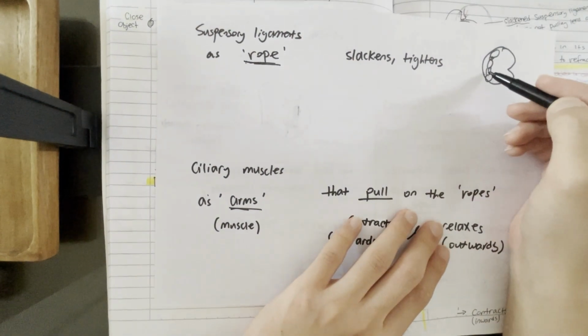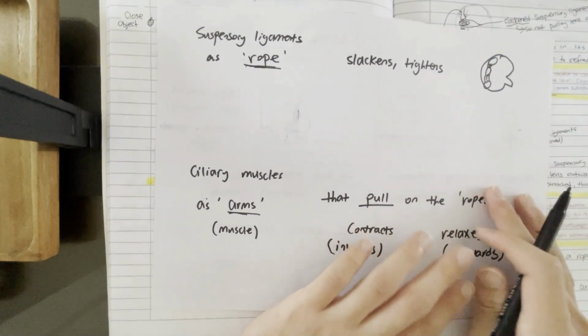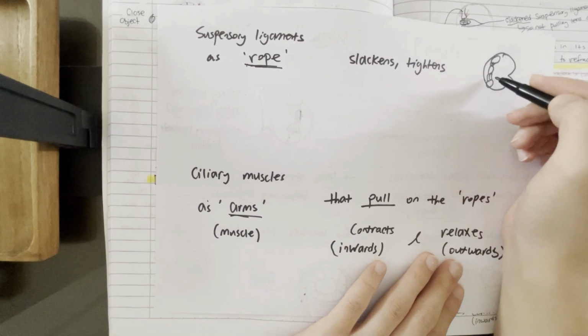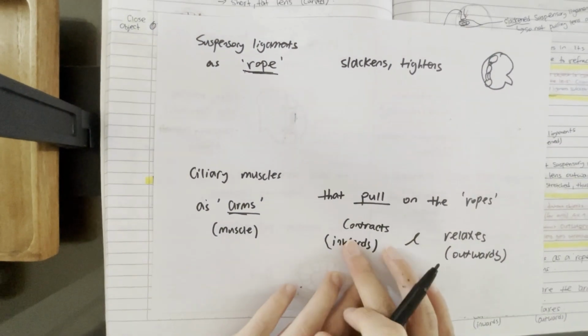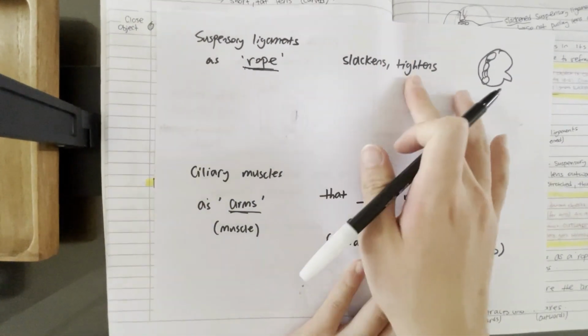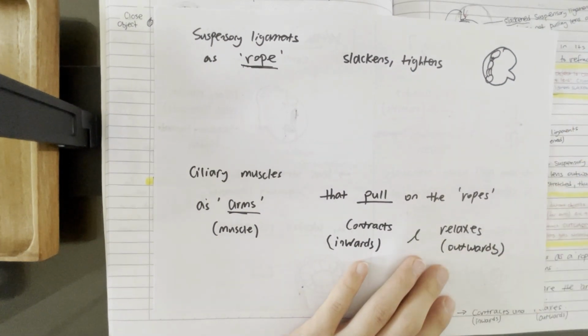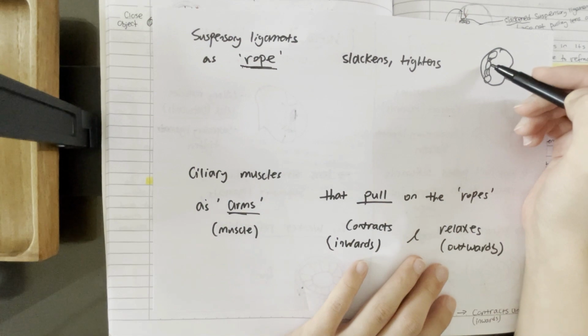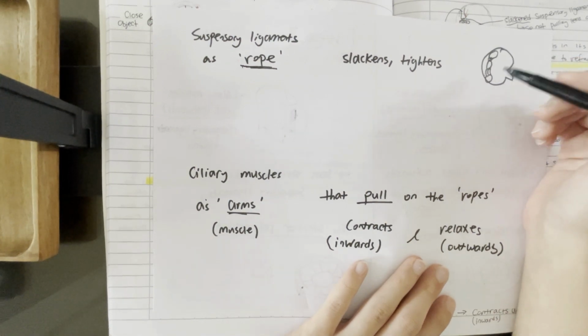These ligaments look like ropes, right? So just imagine them as ropes. The suspensory ligaments are ropes, and these slacken and tighten. You can't say that ropes contract and relax. They slacken and tighten. Suspensory ligaments are the ropes that hold the lens together, and these can slacken and tighten.